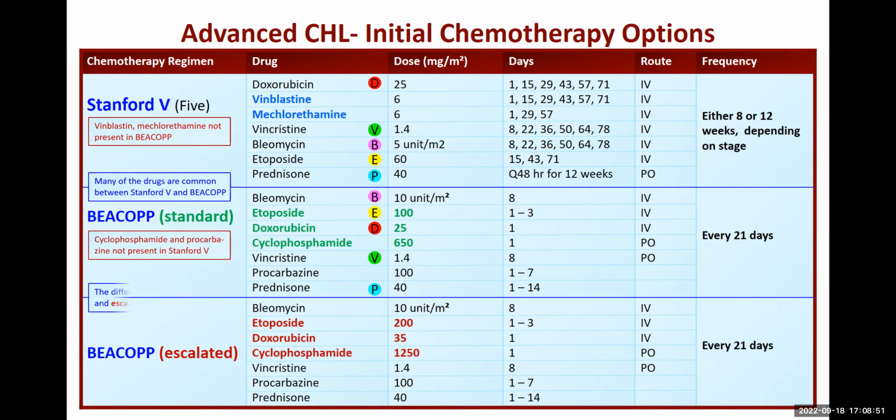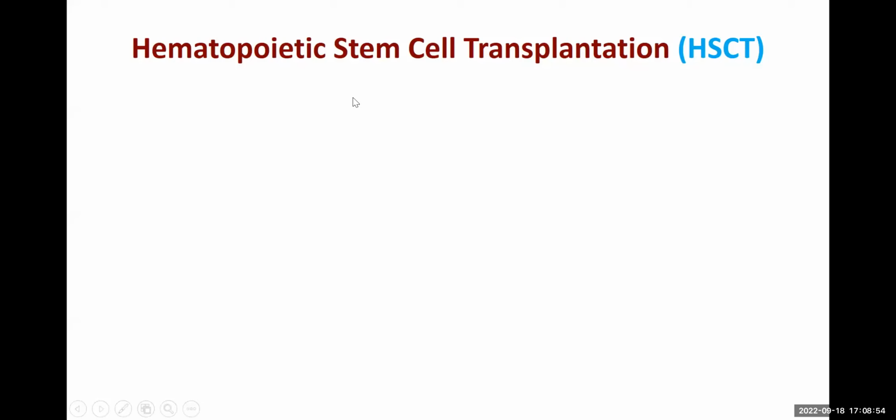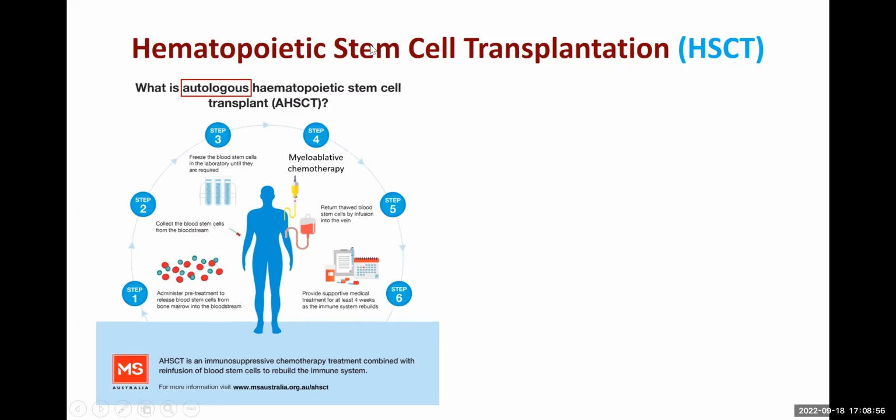Right. So now we go on to hematopoietic stem cell transplantation. Here is what we do. This is autologous hematopoietic stem cell transplantation. So in step 1, we administer a pre-treatment to release blood stem cells from the bone marrow. Okay. Then we collect those blood stem cells and we freeze them. Then we give myeloablative chemotherapy to destroy the bone marrow. And obviously, once we destroy the bone marrow, the patient is under a very high risk of getting infection and even dying from those infections.